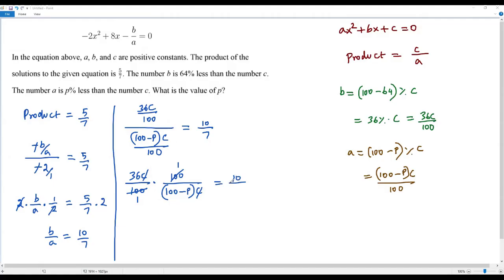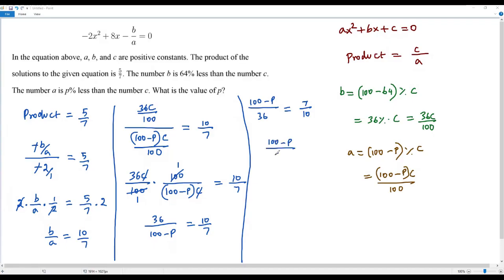On the right side, we can write this value 10 over 7 as it is. Now 36 times 1 is 36. In the denominator, we have 1 times (100 minus p), which is 100 minus p, equals 10 over 7. In my next step, I am going to take the reciprocal on both sides of this equation. When I take the reciprocal of this one, I am getting (100 minus p) divided by 36. On the right side, when I take the reciprocal of 10 over 7, I am getting 7 over 10. So (100 minus p) divided by 36 equals, when I divide 7 by 10, 0.7.